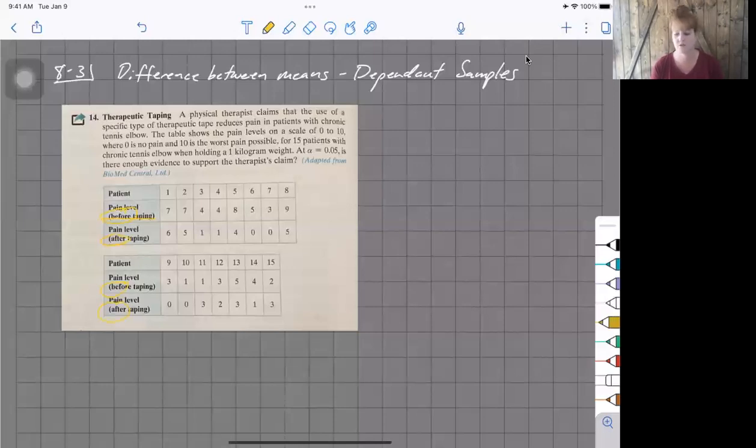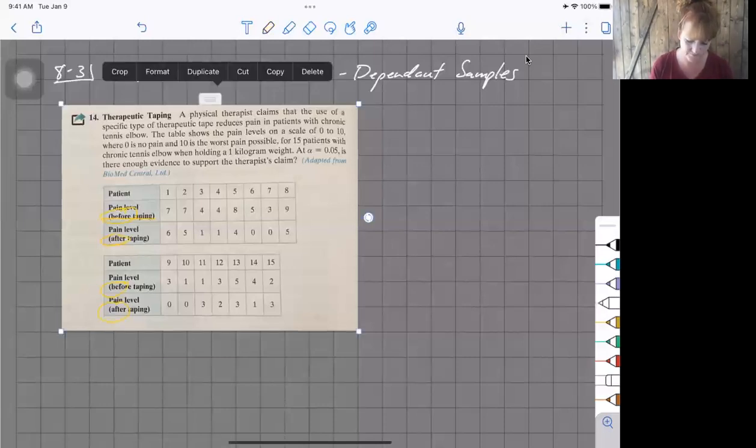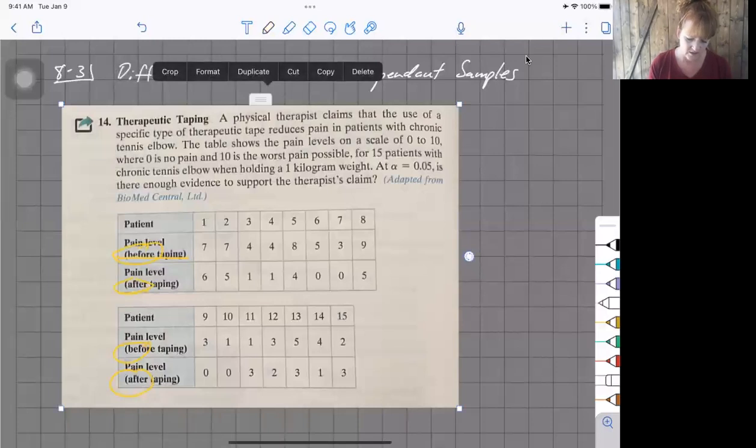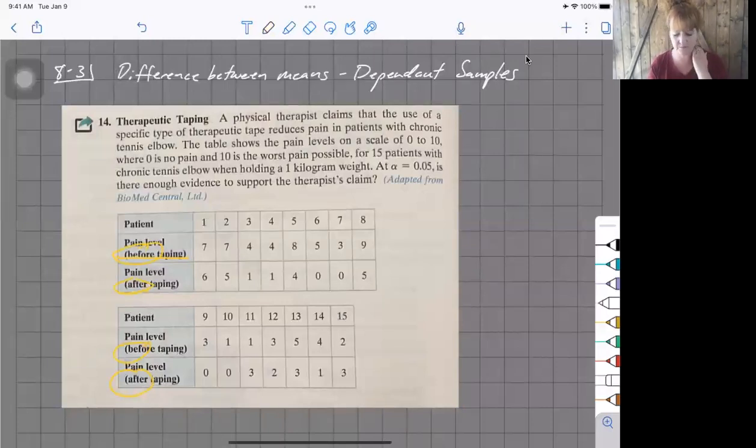We are going to look at the claim on this problem, and we're going to write that. A physical therapist claims that the use of this therapeutic tape reduces pain in patients with tennis elbow. So they're going to test that. They're going to take a set of patients. They're going to test them before and then after using this tape. Is there enough evidence to support this claim?